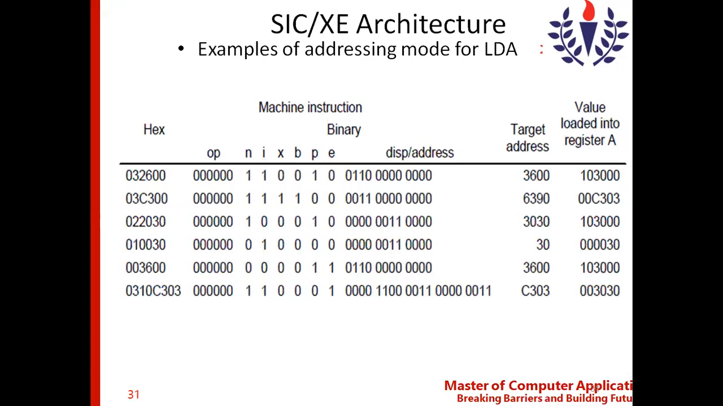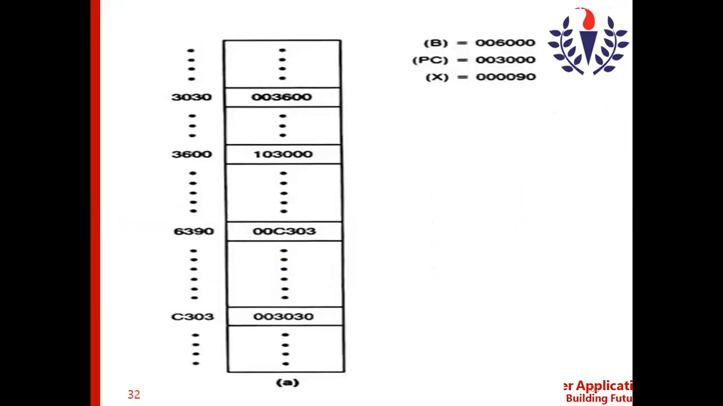Now, look at the B and P bits. B is 0 and P is 1. If P is 1 and B is 0, it follows program counter relative addressing mode. If it follows program counter relative addressing mode, then the TA calculation will be TA is equal to PC plus displacement. So what is the value of PC over here?